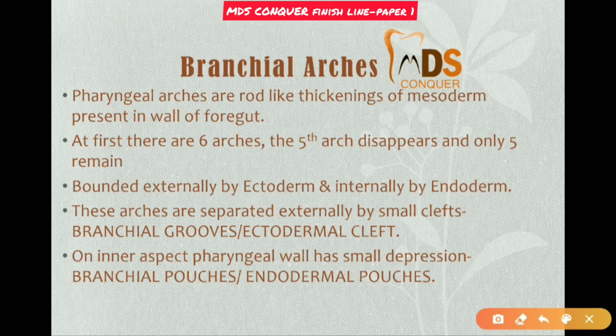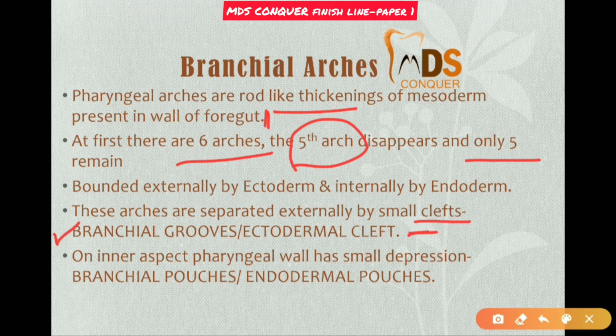Coming to our important subtopic in the development of the face, that is branchial arches. There are 6 arches, but the 5th arch will disappear and only 5 will remain. These pharyngeal arches are rod-like thickenings of mesoderm present in the wall of the foregut. These arches are separated externally by small clefts called branchial grooves or ectodermal clefts, and on the inner aspect you can see small depressions called branchial pouches or endodermal pouches.